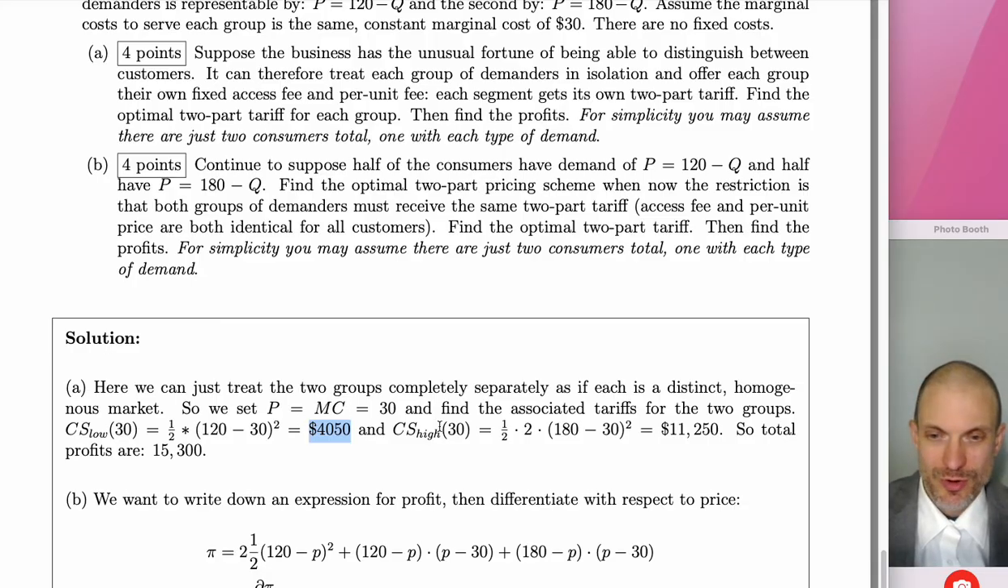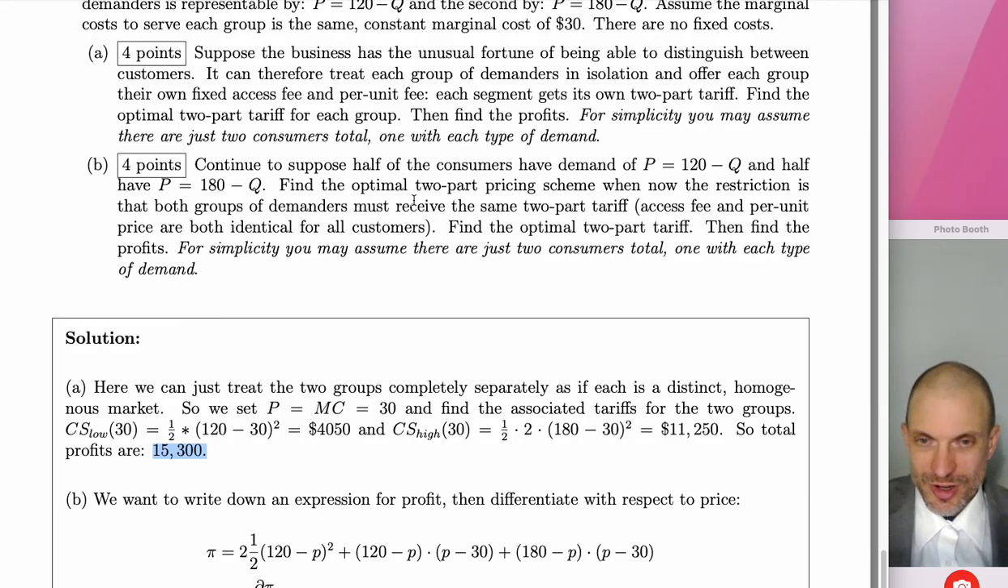Okay, so that turns out to be 4,050 from our low group of demanders. For the high group of demanders, it's basically the same process, only it's going to be 180 minus 30 squared. And the profits you'll get from them will be 11,250. So total profits are 15,300, right? So that's, at the end of the day, what our profits are: 15,300.